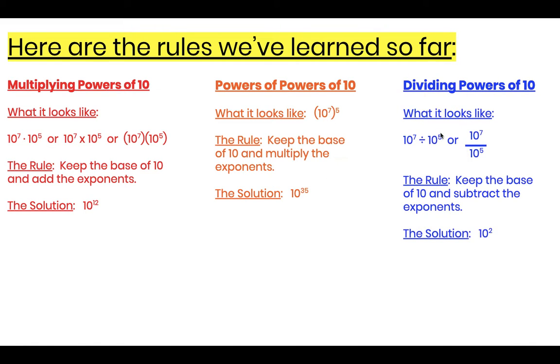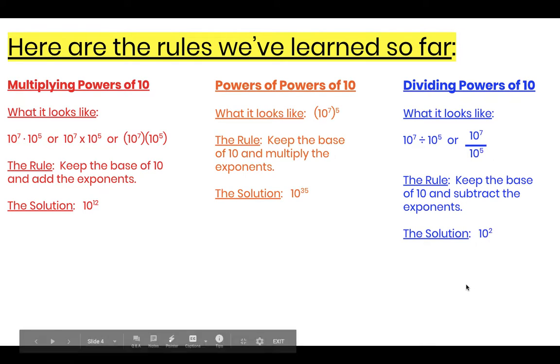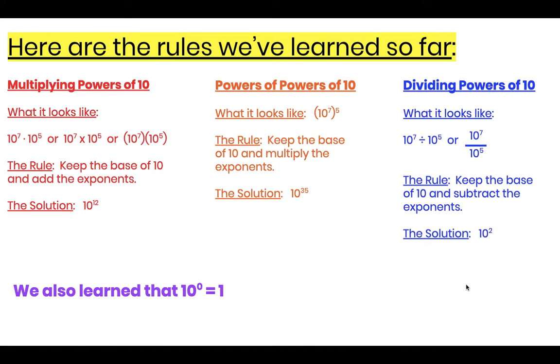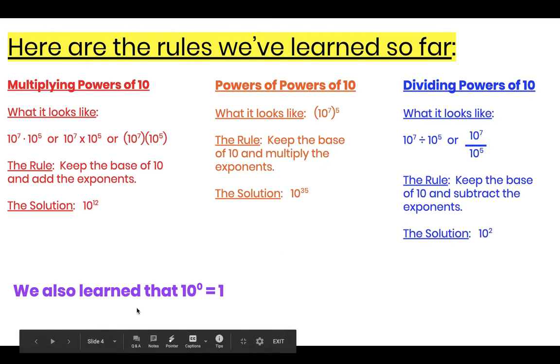Dividing powers of 10. What does this look like? 10 to the 7th divided by 10 to the 5th. Or it could look like a fraction, 10 to the 7th over 10 to the 5th. Our rule is we're going to keep our base of 10, but we're going to subtract our exponents. So 7 minus 5 is 2. Those are the three ways that we mainly use: multiplying powers of 10, powers of powers of 10, and dividing powers of 10. We also learned that 10 to the 0 power is 1.